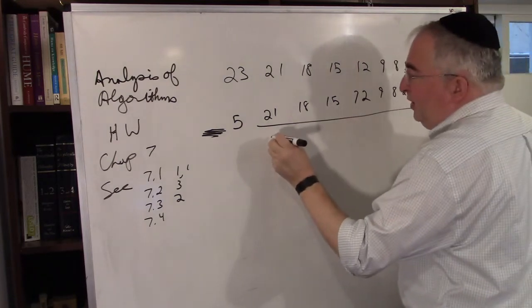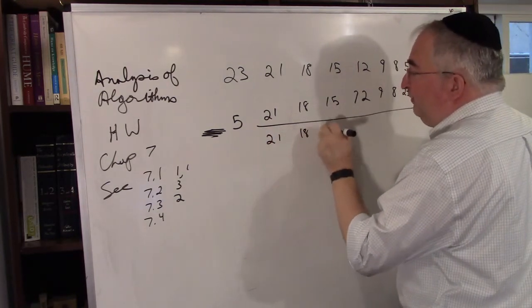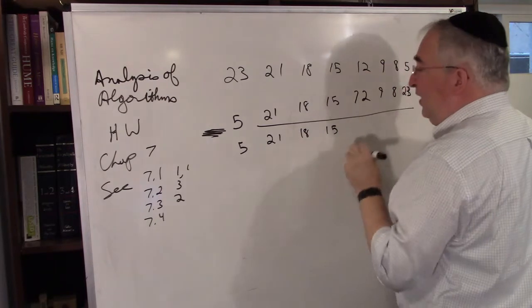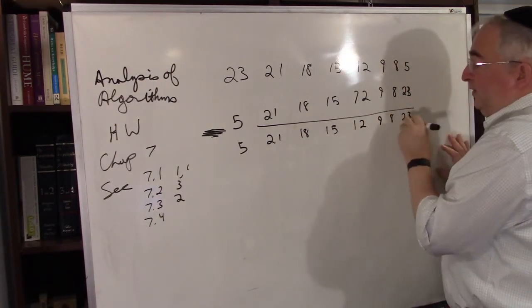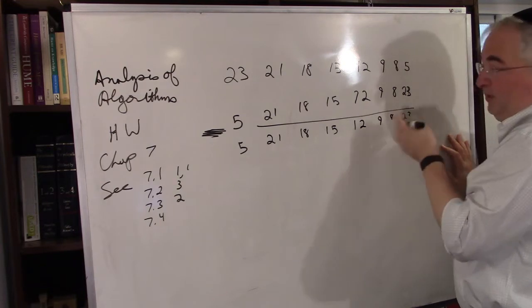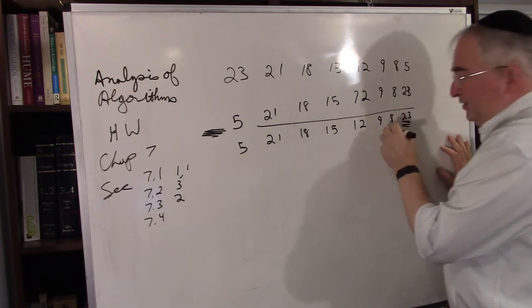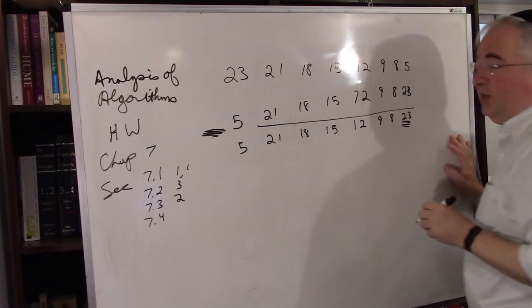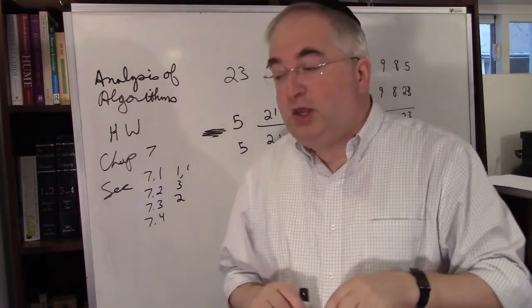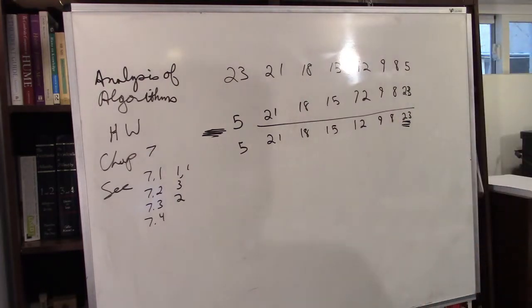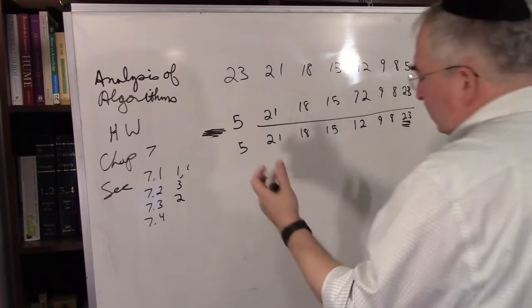And basically, everything here is less than 23. So you're going to have 21, 18, 15. You're going to have 5. It's not going to touch 5. The 12, 9, 8, and 23. Okay? That's your pivot, but you leave it right where it is. So now you have stuff over here and over here. The point is that every time you partition, you're only taking off one element. And you keep on doing that.